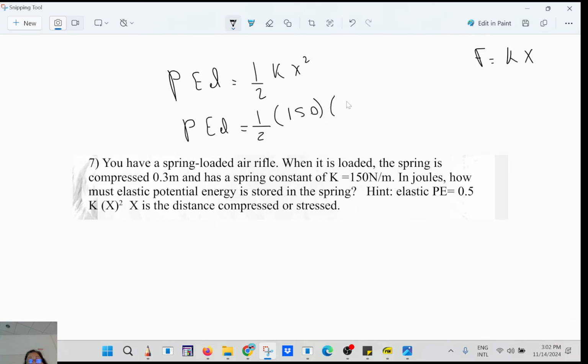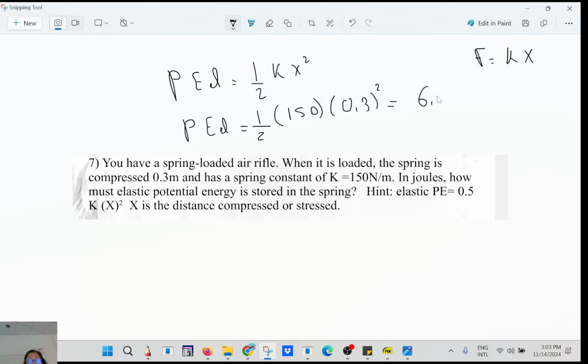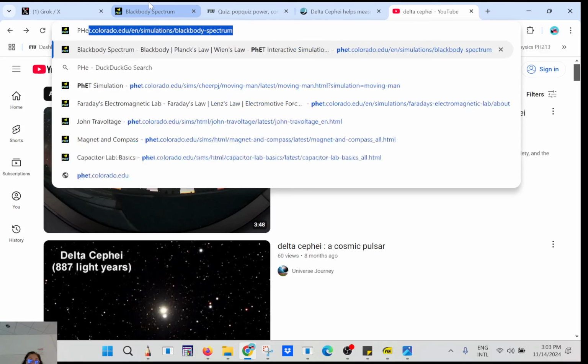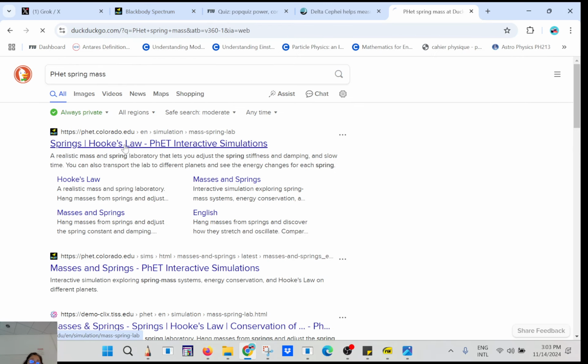So that's 1/2 times 150 times 0.3 squared. Right, so 0.5 times 150 times 0.3 squared. Okay? It's called Hooke's law.